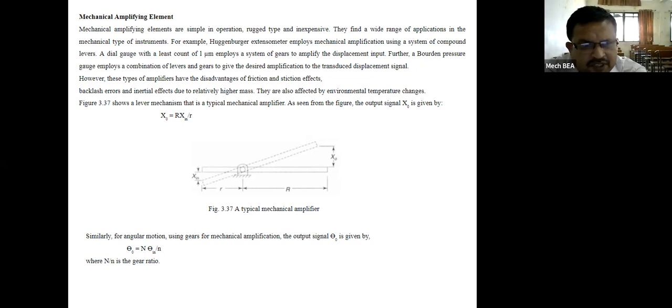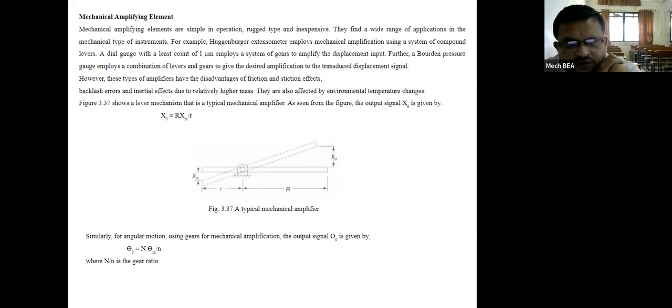Further, a Bourdon pressure gauge employs a combination of levers and gears to give the desired amplification to the transduced displacement signal. However, these types of amplifiers have the disadvantages of friction effects, backlash errors, and inertial effects due to relatively higher mass. They are also affected by environmental temperature changes.